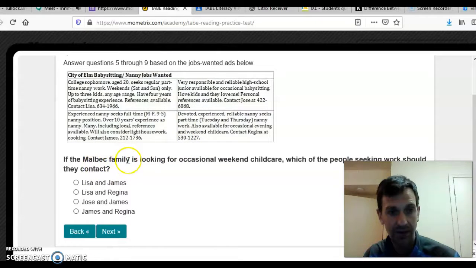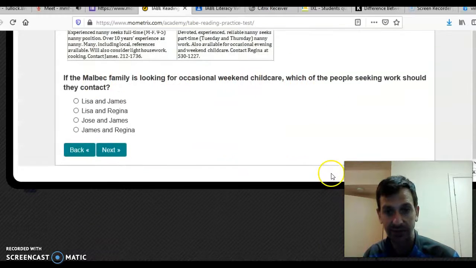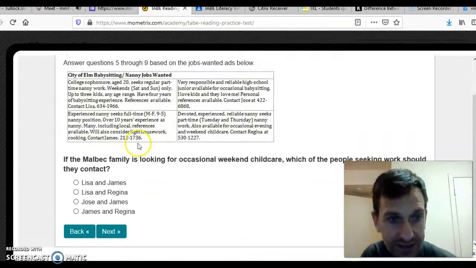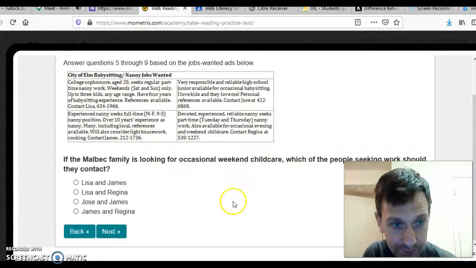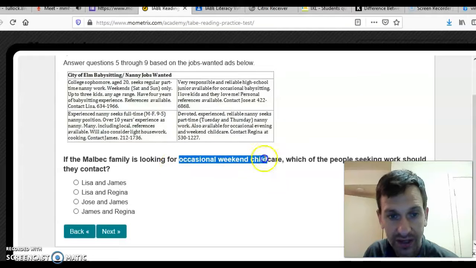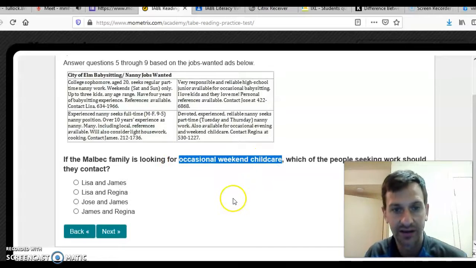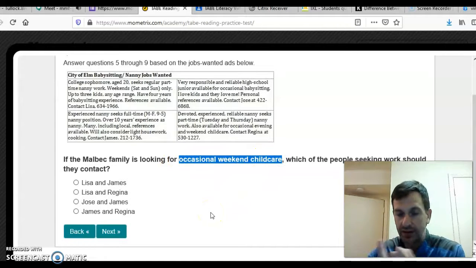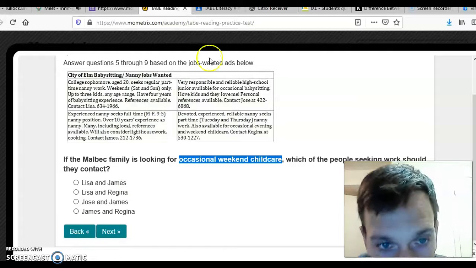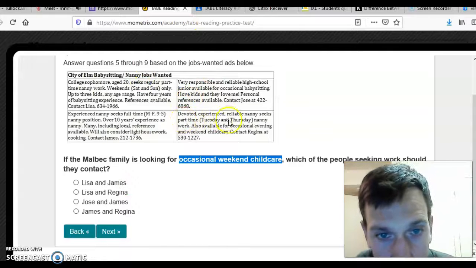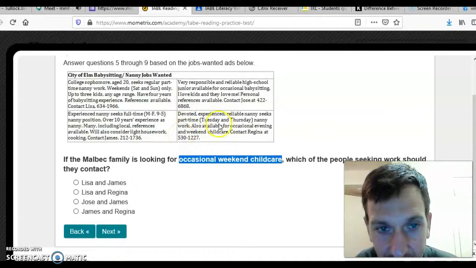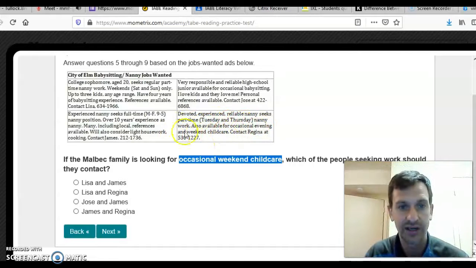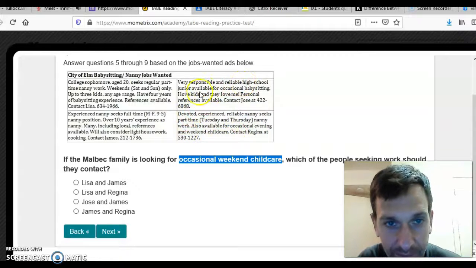If the Malbec family is looking for occasional weekend childcare, which of the people seeking work should they contact? All right. So occasional weekend childcare. So what are we looking for? Part-time weekend. All right. Part-time. Ooh, Tuesday and Thursday. That might not work. Ooh, occasional evening and weekend care. Call Regina. Okay, Regina might be an option.